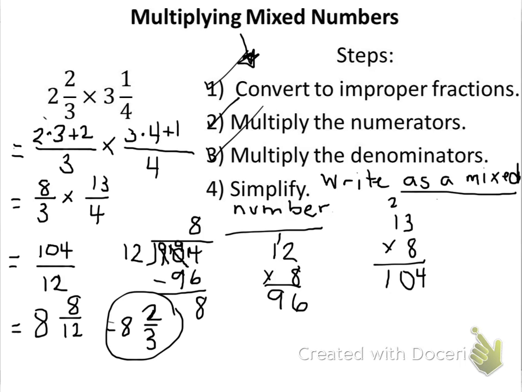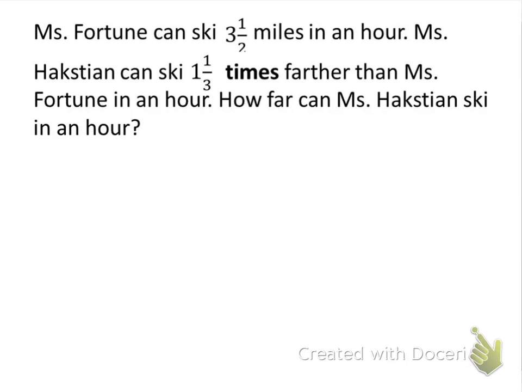We're going to do another example together. This is a word problem. Miss Fortune can ski 3.5 miles in an hour. Miss Haskins can ski 1 1/3 times farther than Miss Fortune in an hour. How far can Miss Haskins ski in an hour? Alright, whenever you have a word problem, your first step is to CUBE. So we need to circle the numbers and units. So the first number is 3.5. And please don't forget your units. This miles is so important. 3.5 miles, and our second one is 1 1/3.